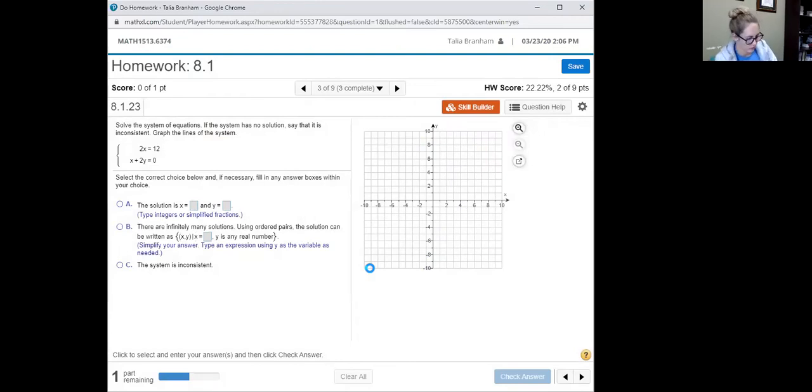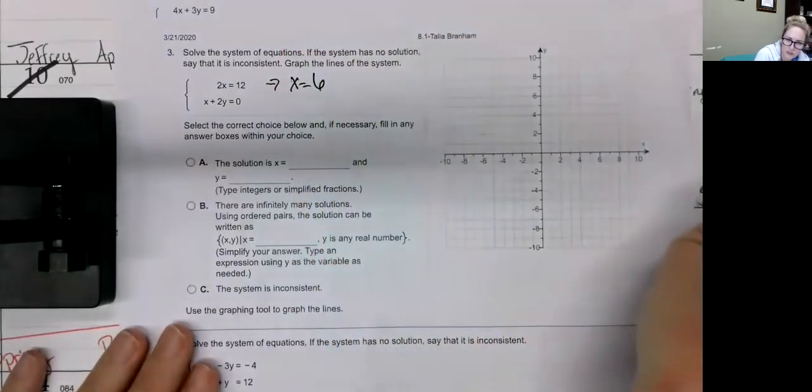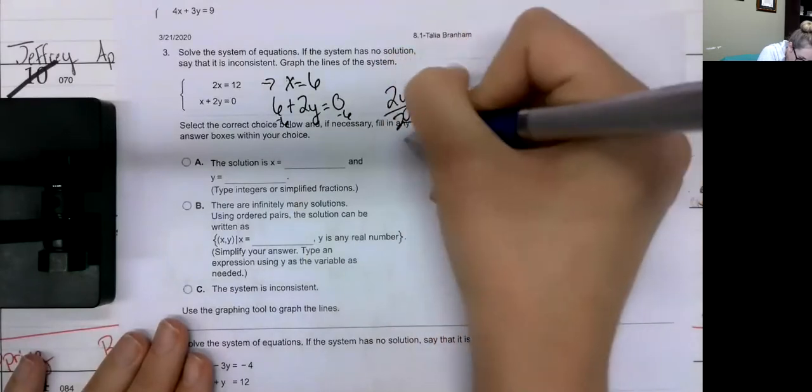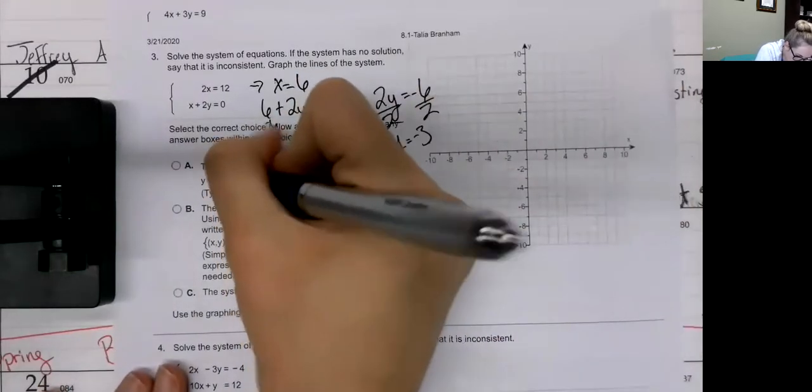So next problem is 2x equals 12, x plus 2y equals 0. Okay. This one's easier in that we don't have to work that hard to solve for x because there's an equation that just has x. So this top one gives us x equals 6. 12 divided by 2. So then we have 6 plus 2y equals 0. So 2y equals negative 6. When we divide by 2, y equals negative 3. So 6 and negative 3.